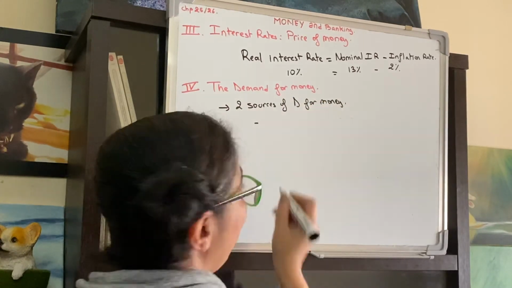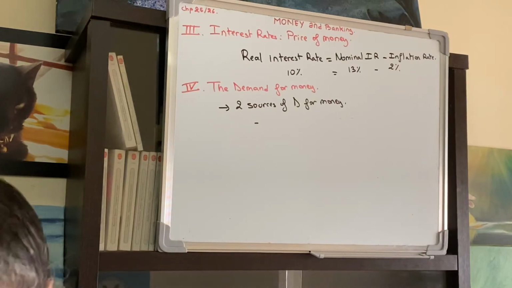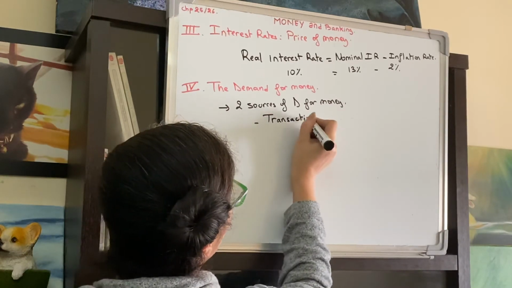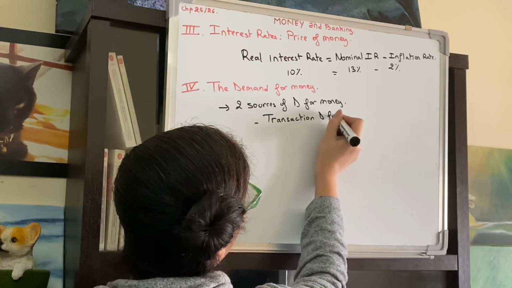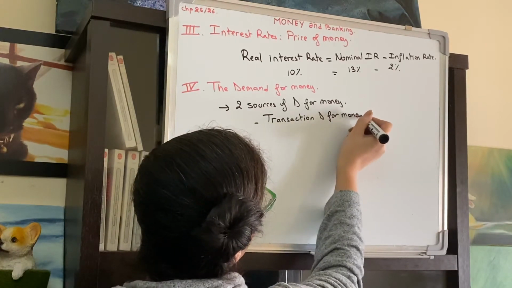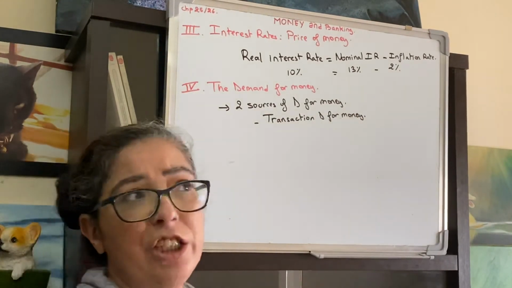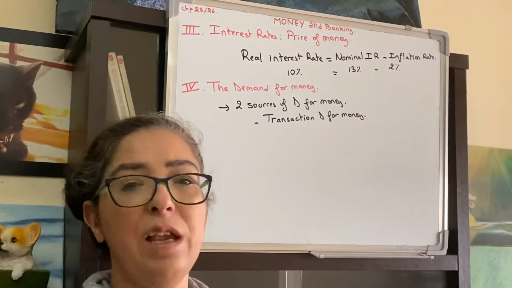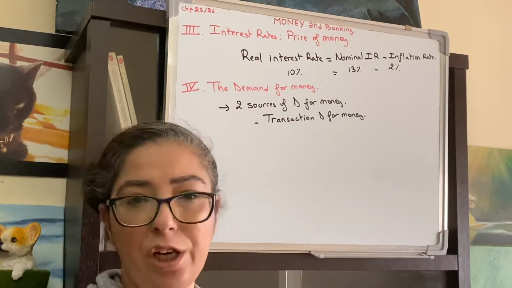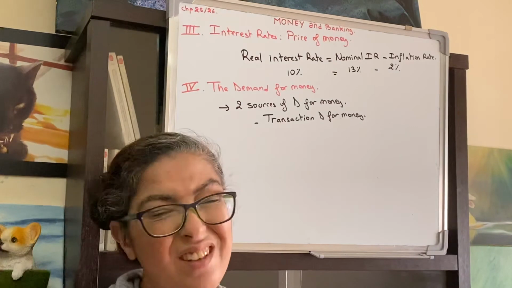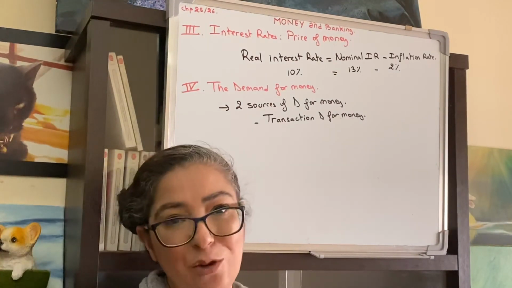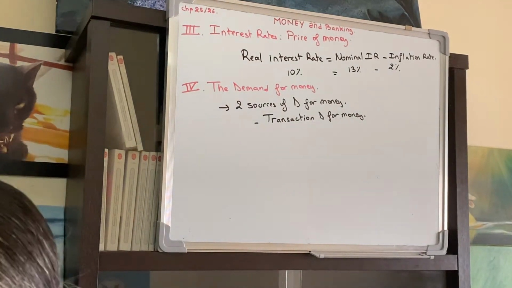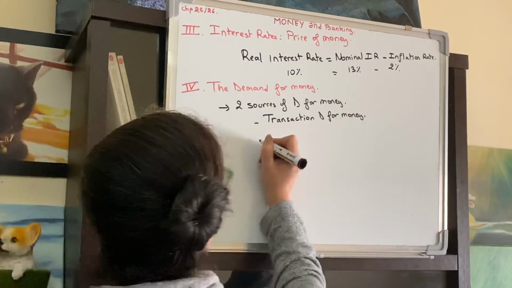The first one is the one I just talked about, which is transaction demand for money. So I just explained it. When the interest rate increases, you save your money in order to gain interest, so you're not demanding it. When the interest rate decreases, it's not that profitable, you demand your money. Okay? Second one, it's financial asset demand for money.